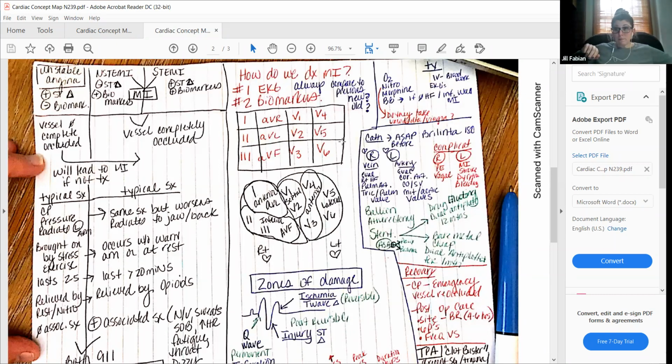I was just going to say that it is relieved by nitro, even though it's unstable. Correct. Okay, thanks. Yeah, because the vessel is not completely occluded. So if the vessel is not completely occluded, and I have blood that's flowing through a little bit, if I give nitro, it opens up. Yeah, absolutely. Yeah.